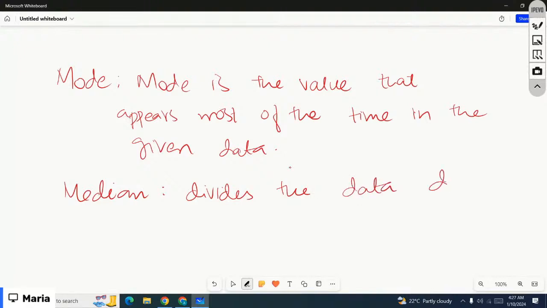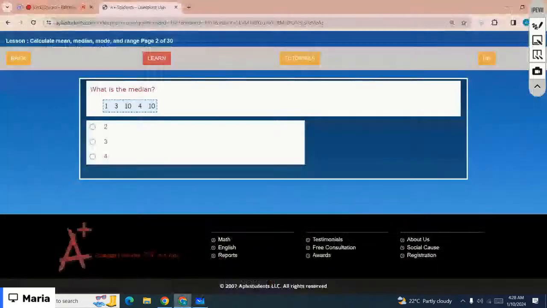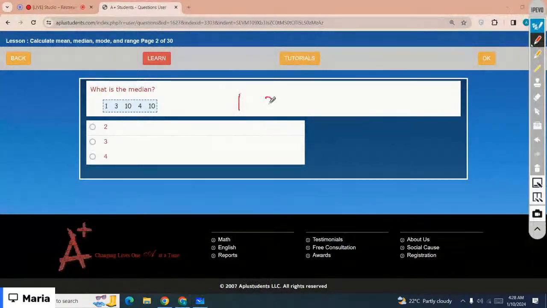divides the data into two groups, and median is the middle number, right? So whenever you have to calculate the median of the data, you need to arrange the numbers from the greatest to least, and the one, let's just arrange them: 1, 3, 4, 10, and 10.